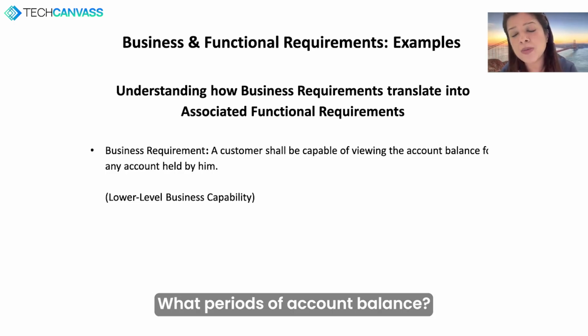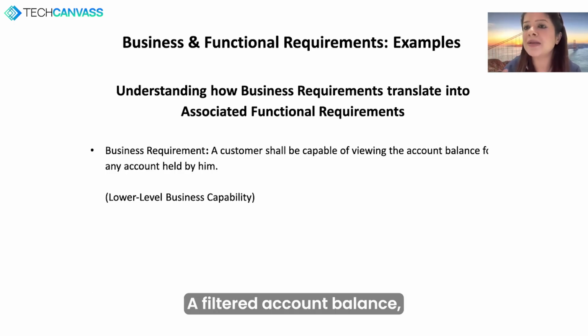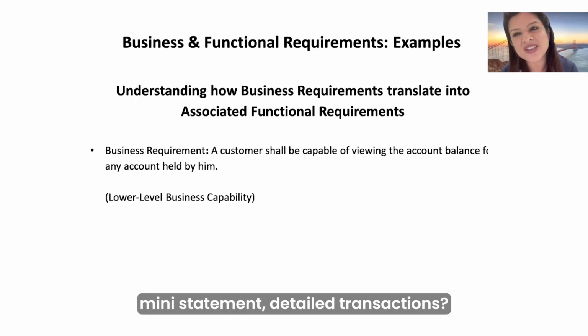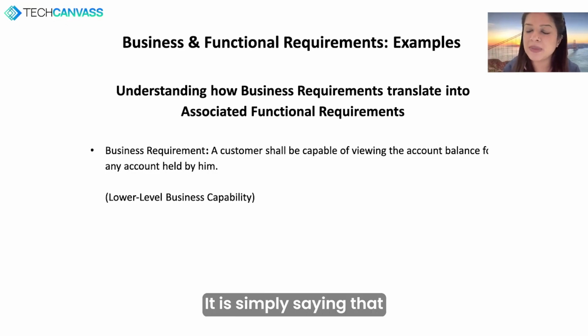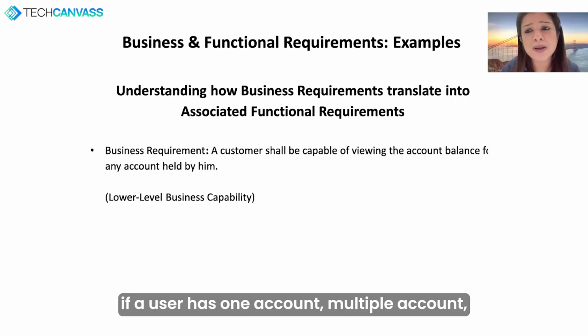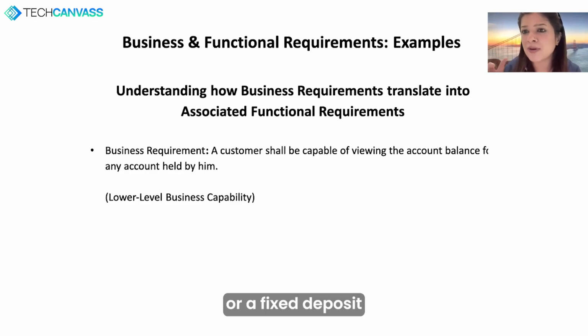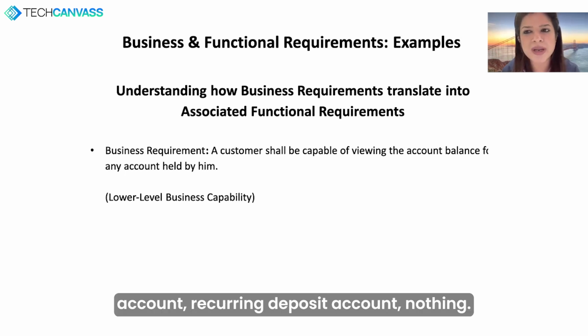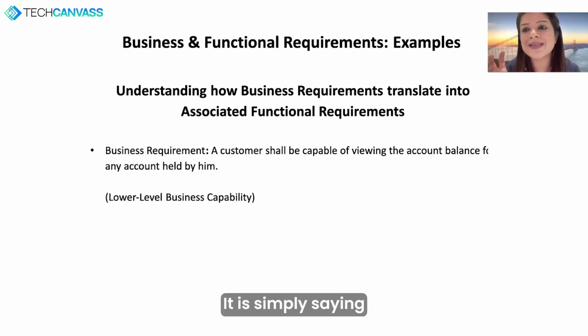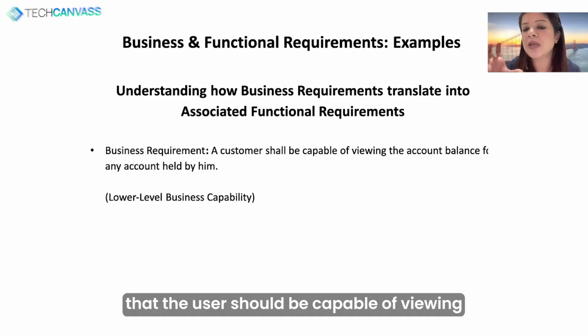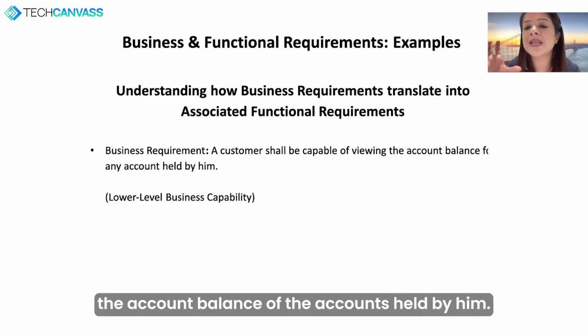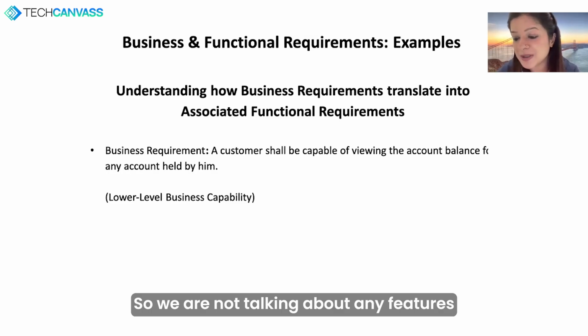It doesn't mention what periods of account balance, a filtered account balance, mini statement, detailed transactions, nothing. It is simply saying that if a user has one account, multiple accounts, a credit card account, any other account, or a fixed deposit account, recurring deposit account, nothing. It is simply saying that the user should be capable of viewing the account balance of the accounts held by him. So we are not talking about any features, like I told you.